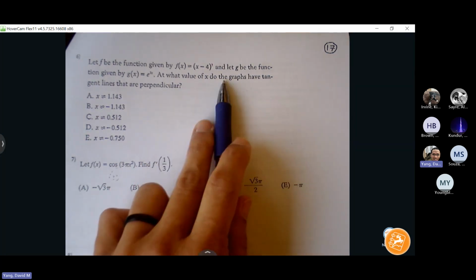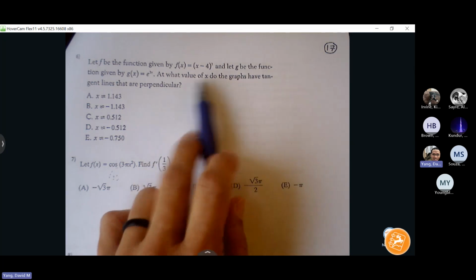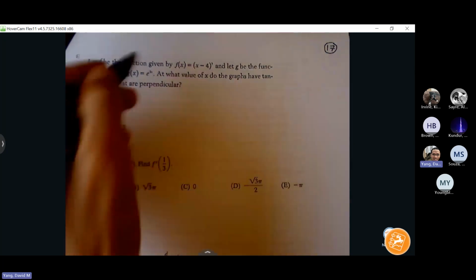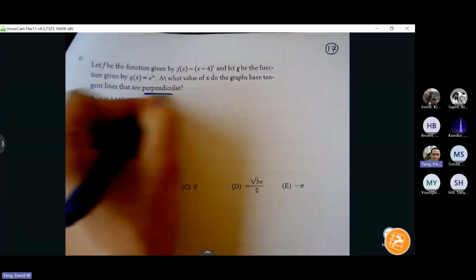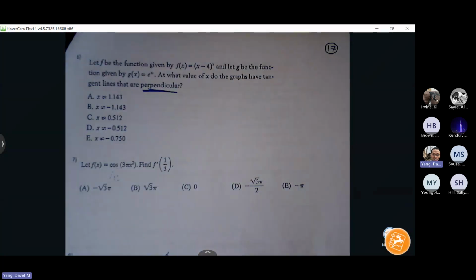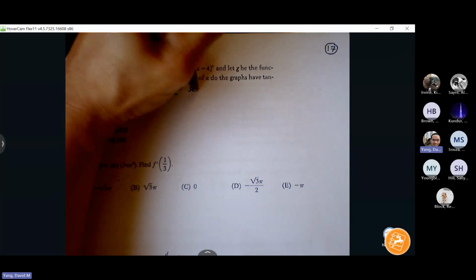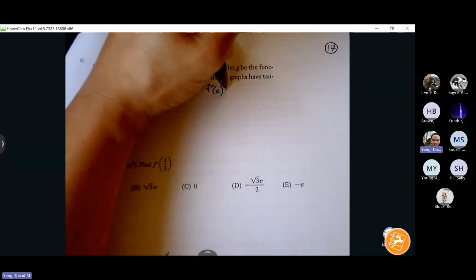So we know that anything dealing with slope, we've got to be dealing with derivative. But we want to figure out where these have opposite reciprocal slopes. If it's parallel, then we can just set the derivatives equal to each other. But if it's perpendicular, we're going to set their reciprocal derivatives equal to each other. So we're going to find f prime and g prime.